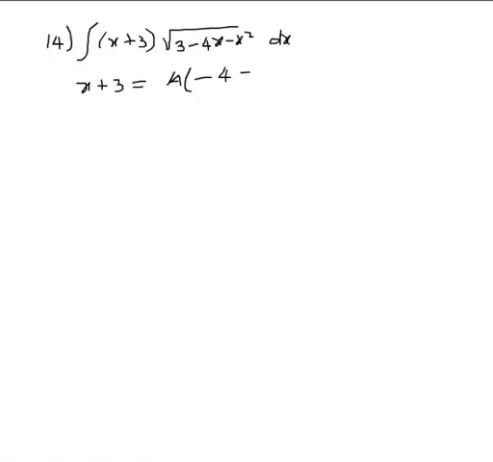Question number 14. Integral x plus 3 root of 3 minus 4x minus x square dx. First step, write the linear term as a into differential of this quadratic term, which is minus 4 minus 2x, plus b. Let us find a and b values. Equate the coefficients of x. Coefficient of x on the left hand side is 1 and on the right hand side it is minus 2a. Therefore, a is minus half.